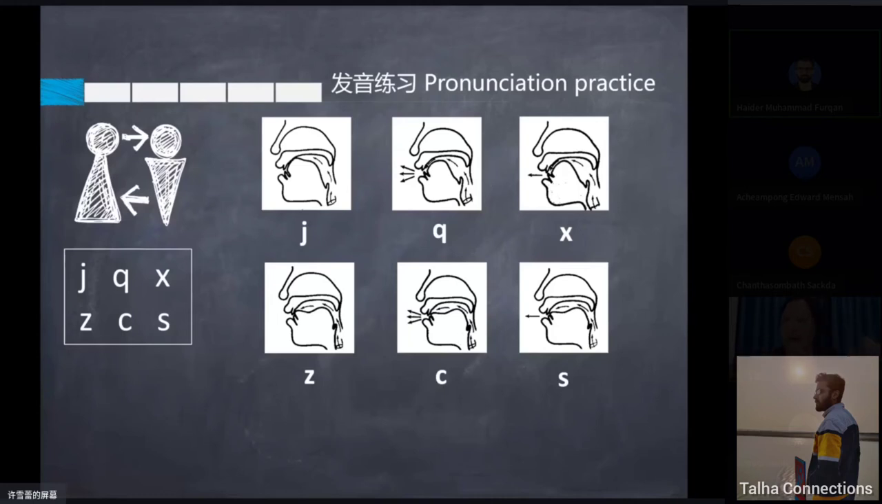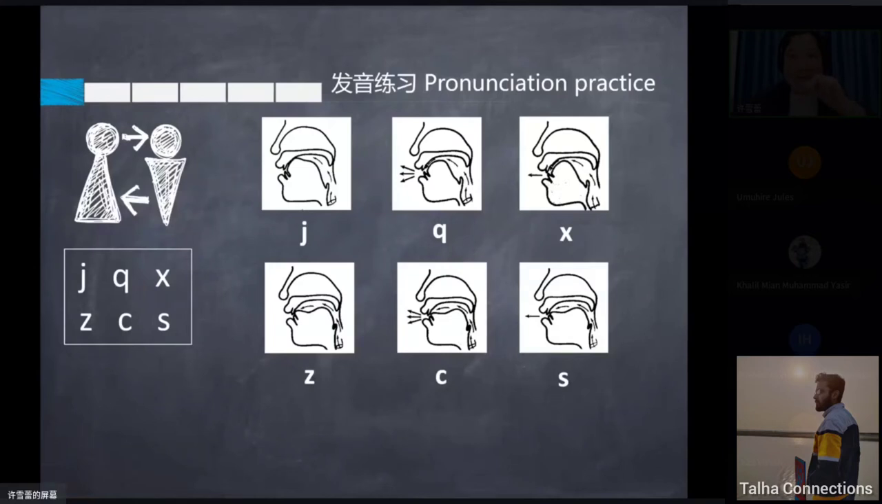So the air doesn't come out from the middle of your mouth, just from the corners of your mouth. So for zi, ci, si, the tongue is flat and just the tip is behind your teeth. When the air comes out, you may feel the tip of your tongue vibrate a little. The air comes out from the two sides of the tongue tip, not from the middle. All right.